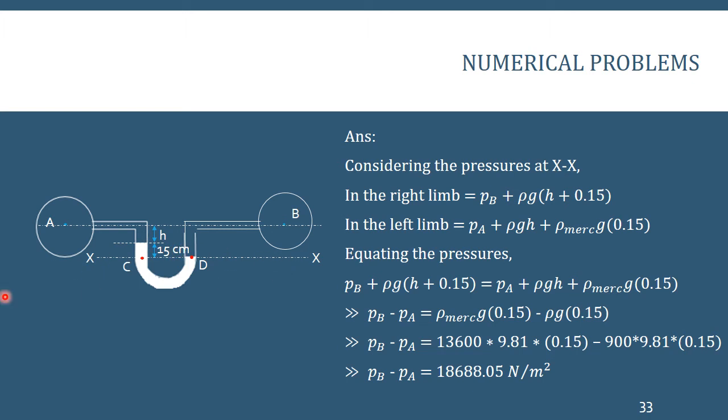Okay. And this is how you do the problem, and what you have actually found out is the pressure difference between B and A. You have not found out the values of pressure at either point, you just found out the pressure difference, and that is the question also. The question also was asking you just to find out the pressure difference between B and A.